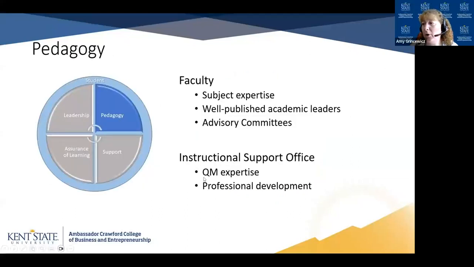Now, the leadership also works with the pedagogy. And so the pedagogy that we have is really focused on faculty and our instructional support office. So in the college, we have great faculty that have a lot of expertise. They have a lot of knowledge. They've been teaching for years. They've also been well published. They've got A+ publications all over the place. They're internationally known. So we've got great faculty. Like many of us, we've got great faculty that have a lot of knowledge, but they have very little knowledge of online learning. And that's where the instructional support office really comes into play.